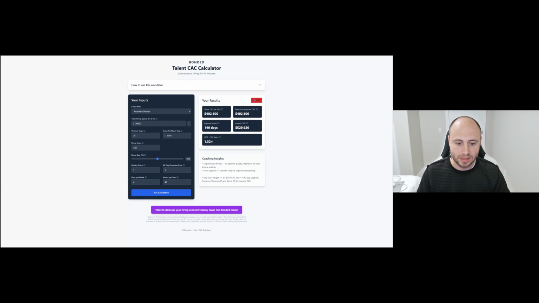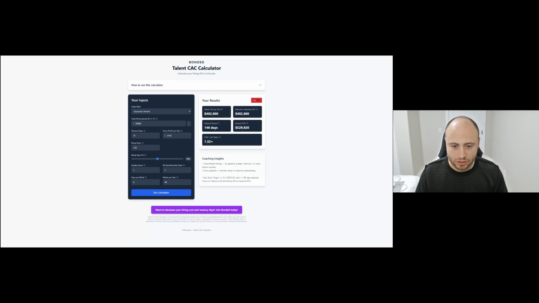And then the ramp days and the ramp gap percent are how long it takes you to get someone up to speed to full productivity. And if you ever need help knowing what to do with that, you can click the little eye icon and it'll give you a prompt of what to do.